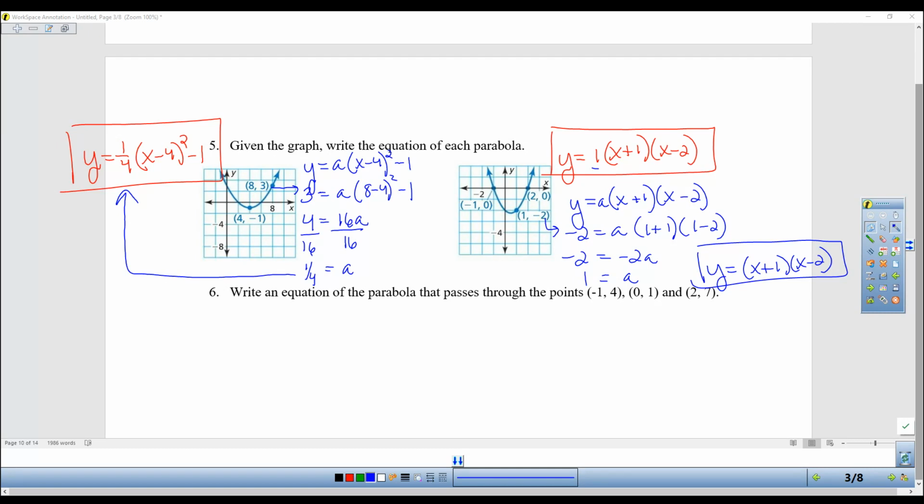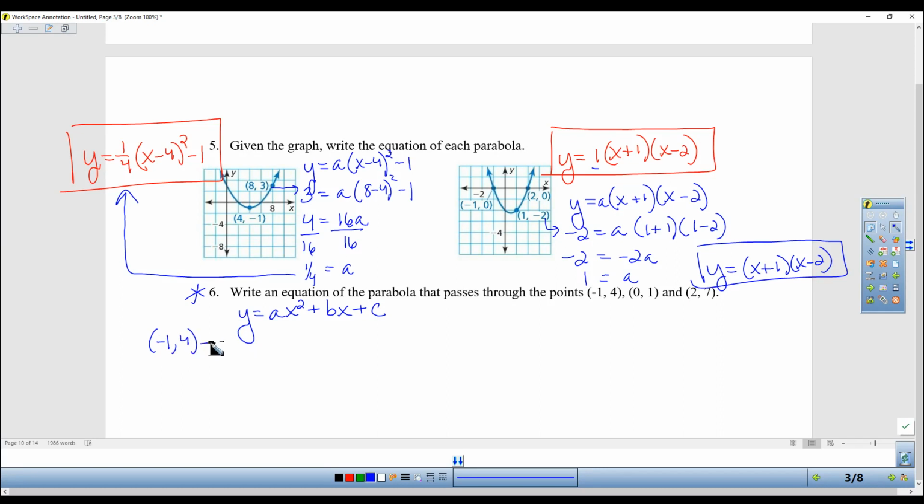So this one is a lot harder. This one, the only way to solve it is to use standard form. You might be thinking, what happened to we don't have to use standard form? I'll show you in a minute. So I would have to plug all 3 of these points in.